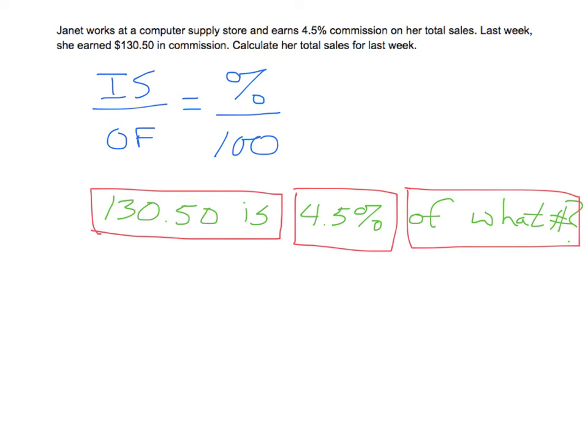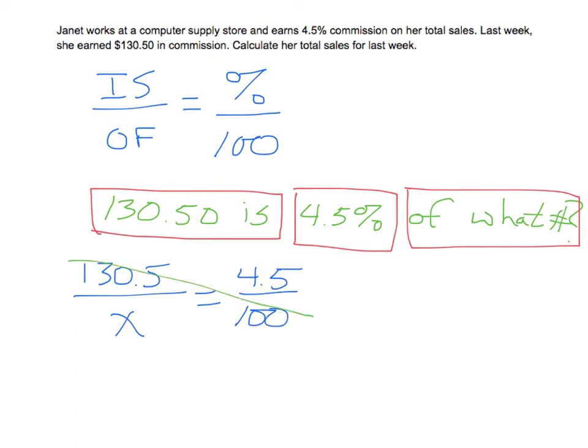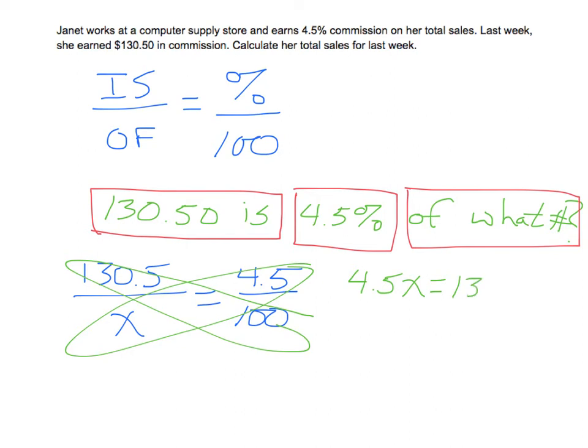And this will be 130.5, you don't need the 0, over x equals your percent, which is 4.5% over 100, cross multiply, 4.5x equals 130.5 times 100. You're just going to move your decimal actually twice. So you move it once, then you got to add a 0. Divide both sides by 4.5.